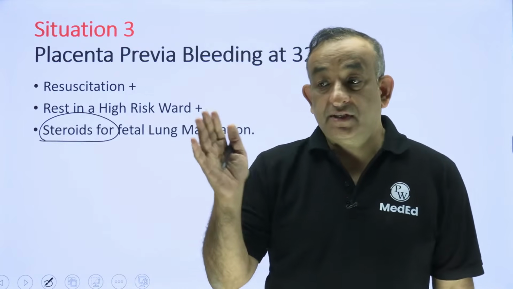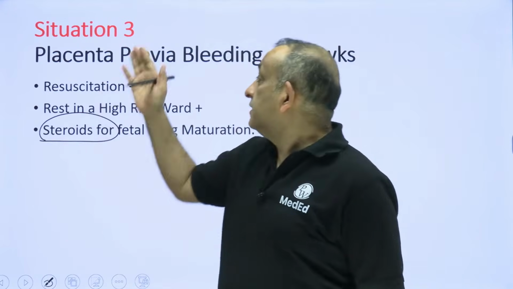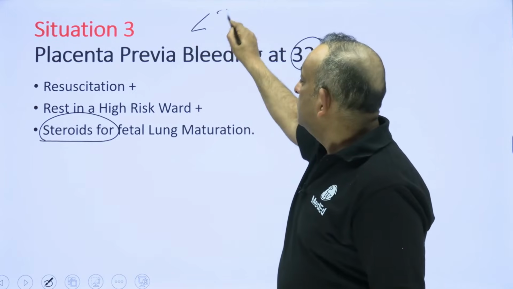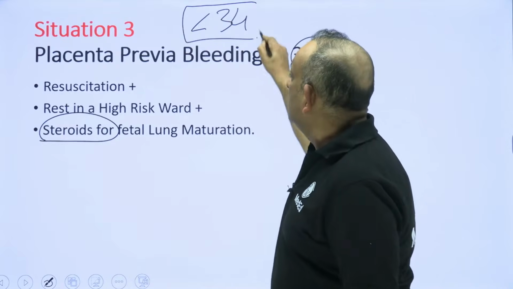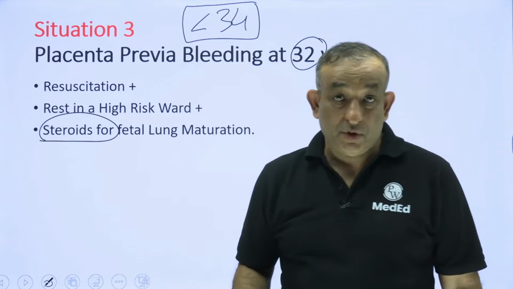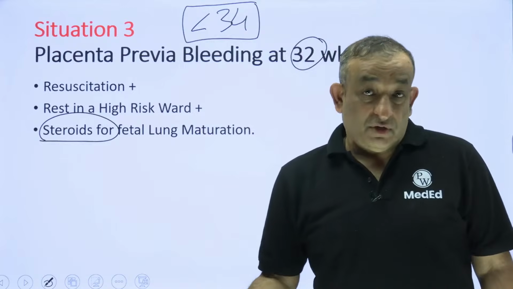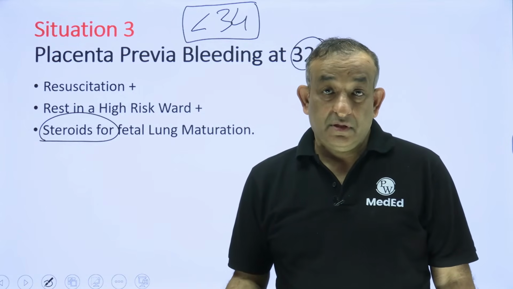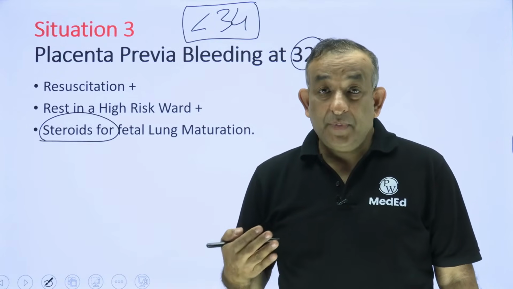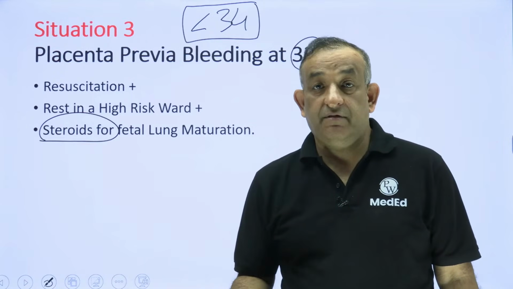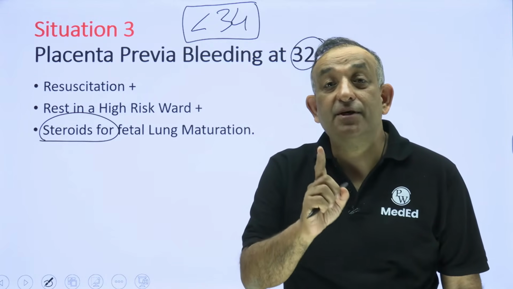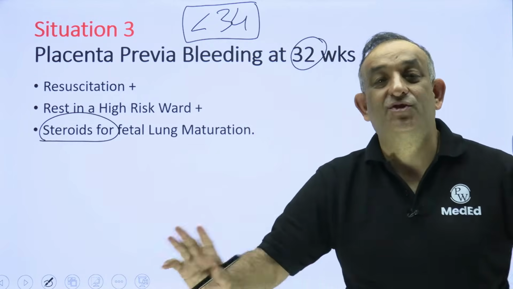What else do you do? She is 34 weeks and before. Let's say 32, I have given you as an example. Anytime before 34 weeks, if they give you, this question will also come, lung is not mature. So what do you do? You give steroids for the lung maturity. How long can you wait? You know what happens? When a patient bleeds with placenta previa, first episode will stop in 90% of patients and nothing else has to be done.